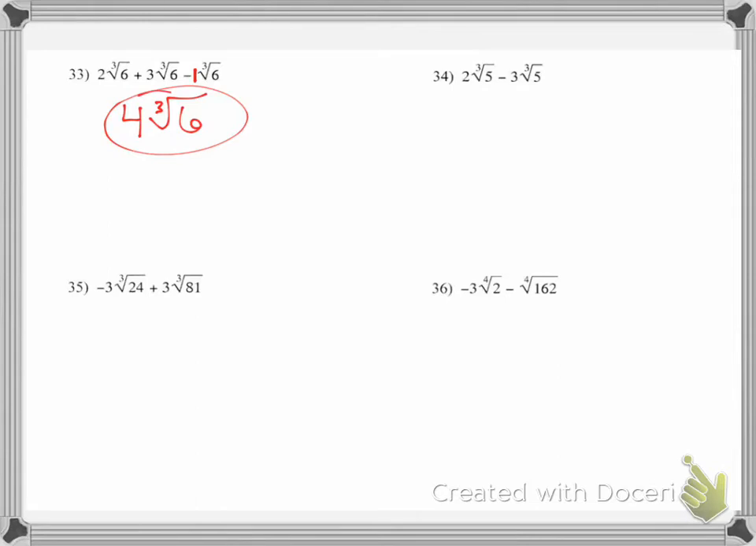34 is the exact same idea. They both have cube root of 5. All I got to do is 2 minus 3. So I can write negative 1 times the cube root of 5. And that's all finished.